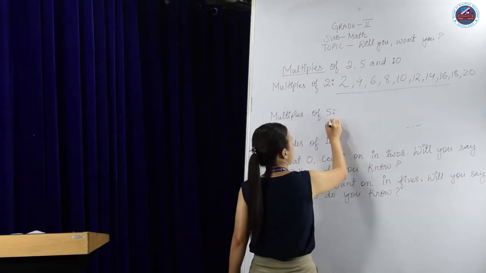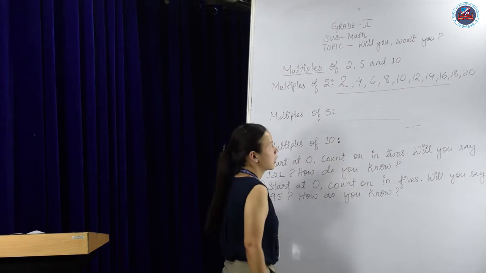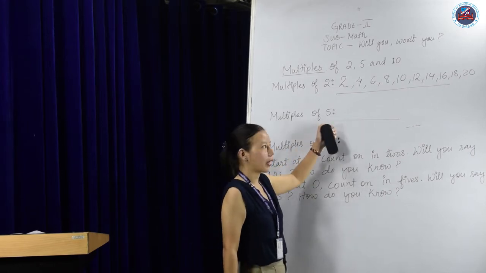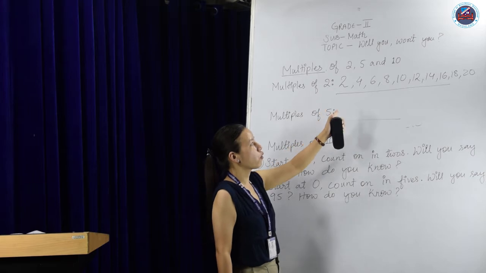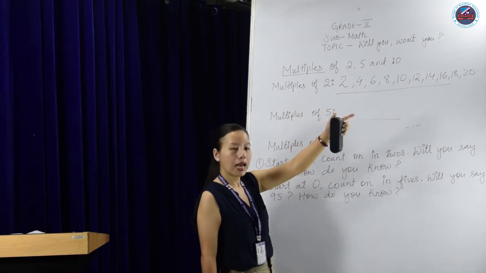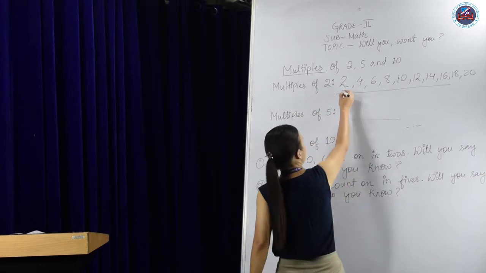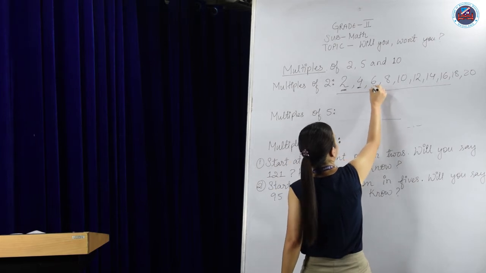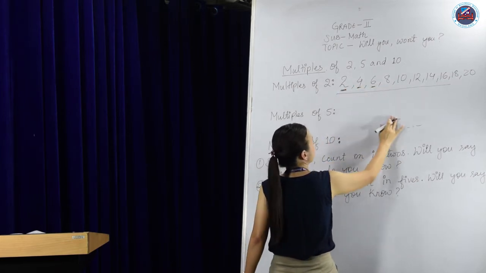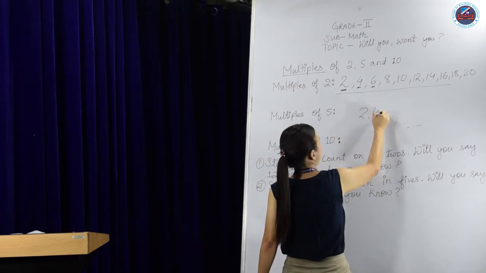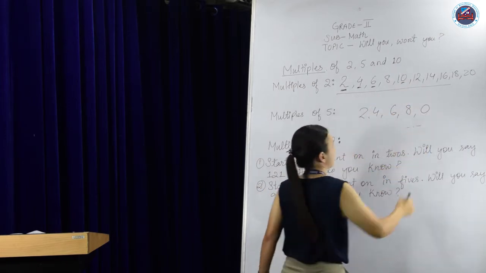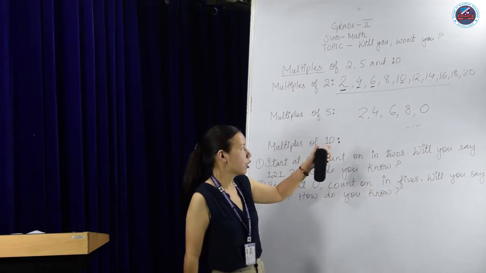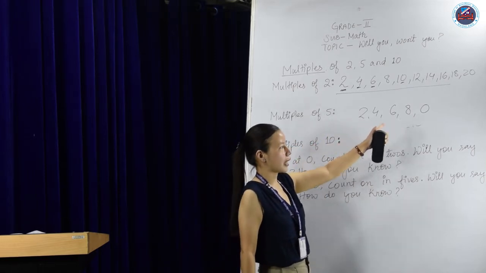Now, let's find the multiples of 5. But before we go on to the multiples of 5, let's have a look at these multiples of 2. We got our multiples of 2 as 2, 4, 6, 8, 10, 12, 14 and so on, right? When we look at the ones place of each of these numbers, the ones place is 2, then 4, 6, 8, and then comes 0 again. That means in the multiples of 2, the ones places are 2, 4, 6, 8 and 0.